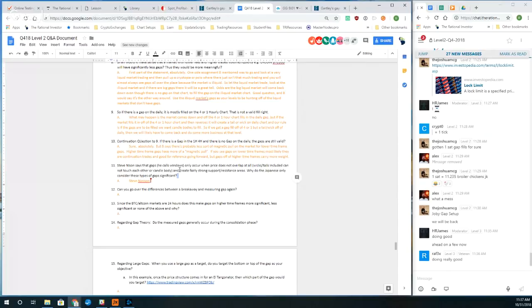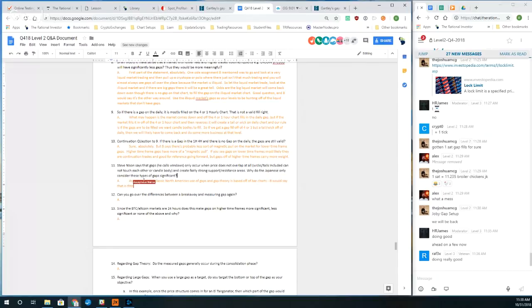Well, as we said before, the classic North American use of gaps and gap theory is based off of bar charts, which would in essence be the same as this. So I don't think that the Japanese only consider these types of gaps significant. I would actually say that's the classic interpretation of gaps. Regardless of whether it's candlesticks or bar charts, the gaps that actually have air between the highs and lows are far more significant as sort of like holes on the chart.